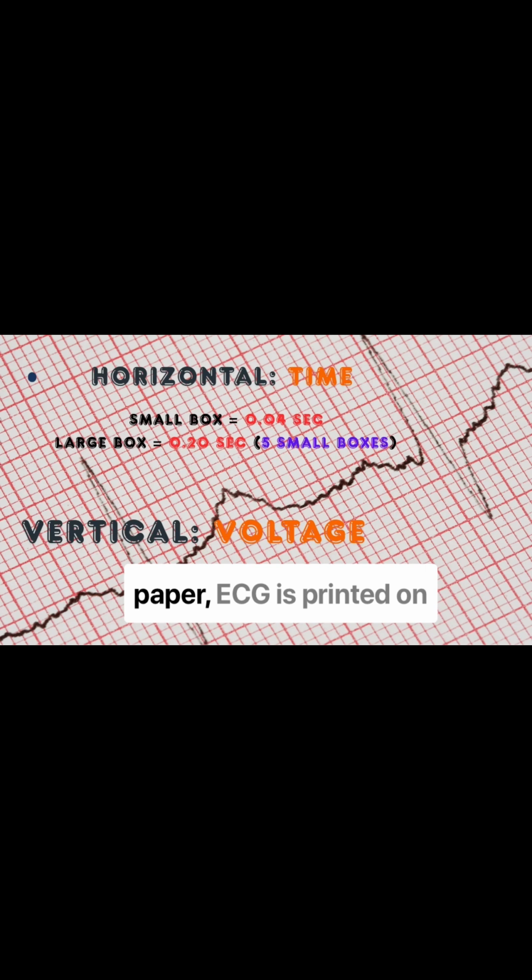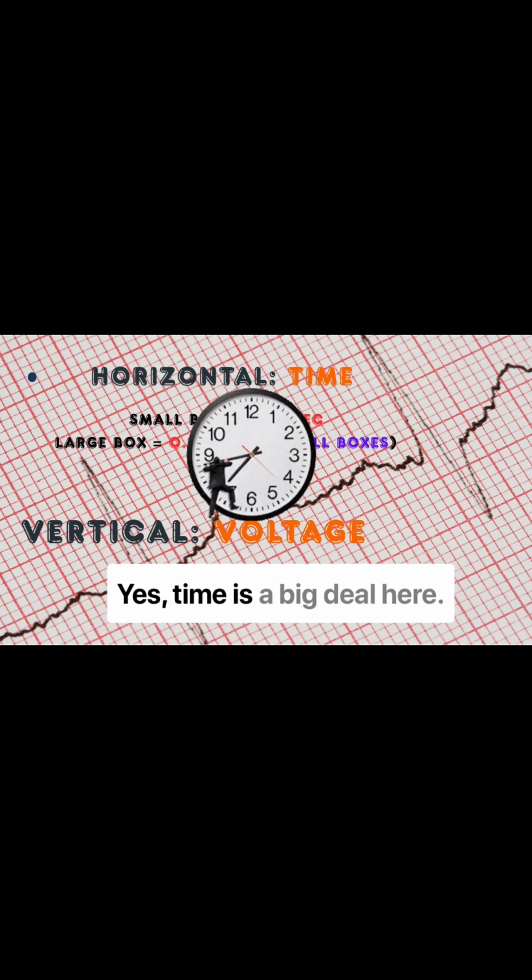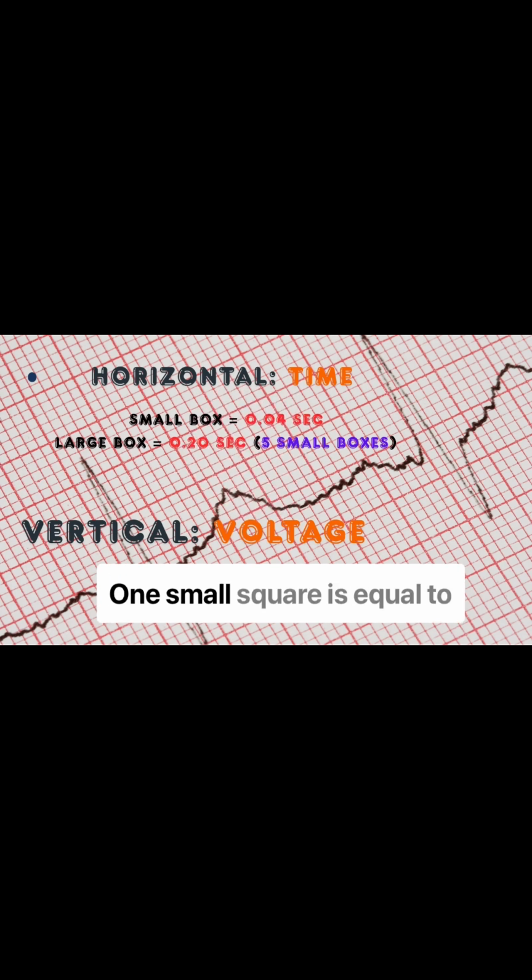Now, ECG paper. ECG is printed on graph paper with small and big squares. There is a horizontal axis and a vertical axis. So let's start with the horizontal axis. This is all about time. Yes, time is a big deal here. One small square is equal to 0.04 seconds and one large square is equal to 0.20 seconds, that is 5 small squares. So, if you count 5 large squares between two R-R intervals, that's, yep, you are right, 1 second. This is super helpful when calculating the heart rate.